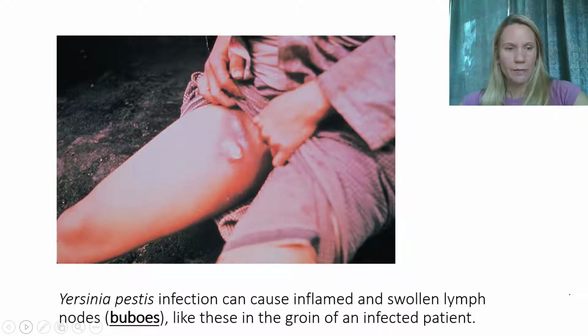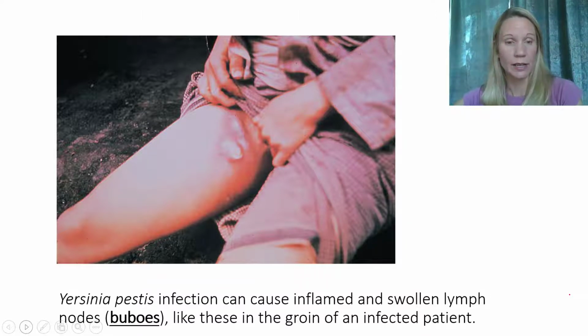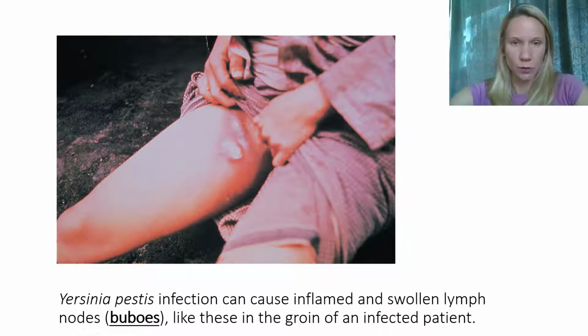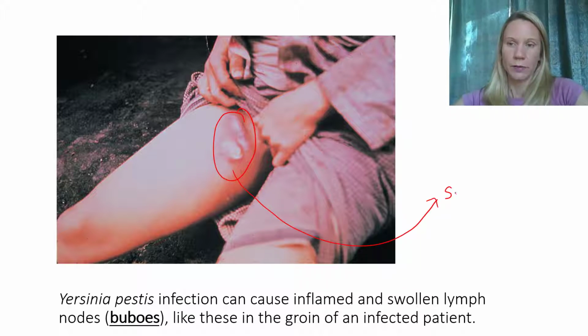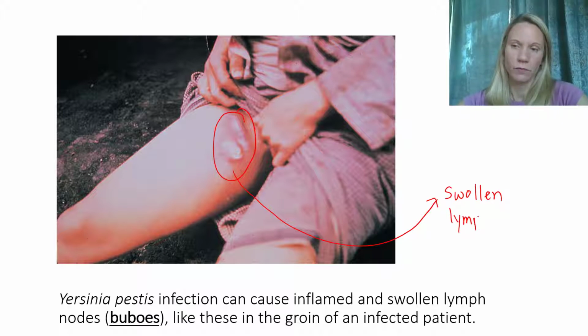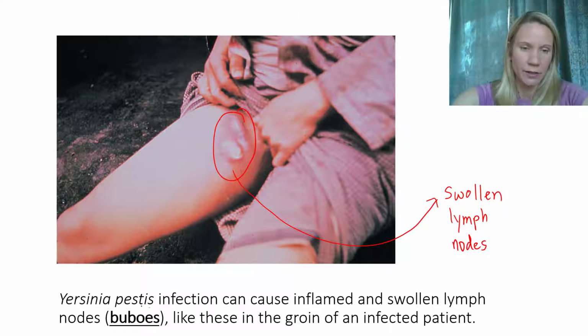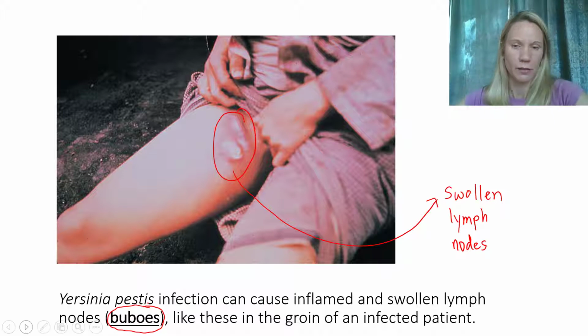I think I have a picture of that coming up here, but this is showing you the very characteristic sign of bubonic plague, one of the 3 forms of plague. What we're seeing is those swollen lymph nodes as a result of infection. We call these bubos. So the medical term for swollen lymph nodes would be bubos, okay? And this is just one of the locations where your lymph nodes could be swollen.